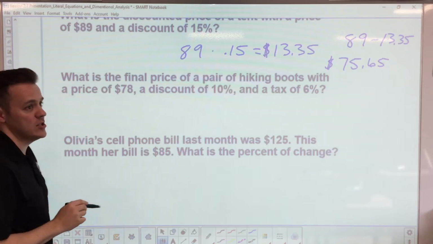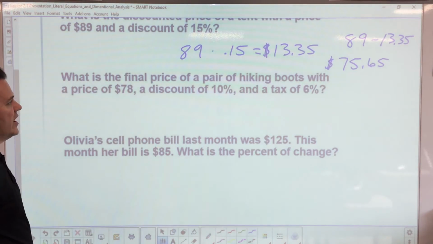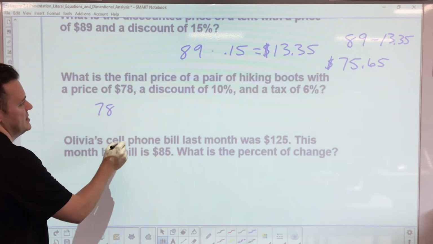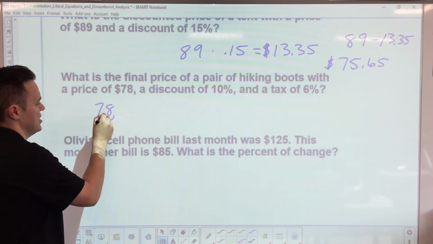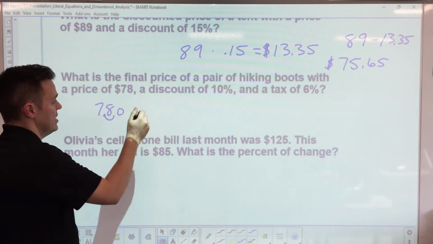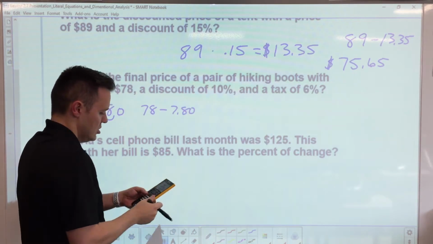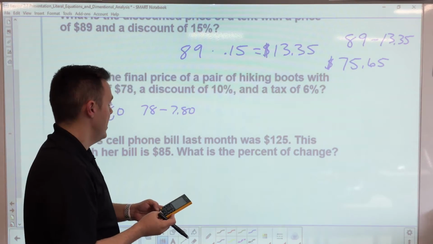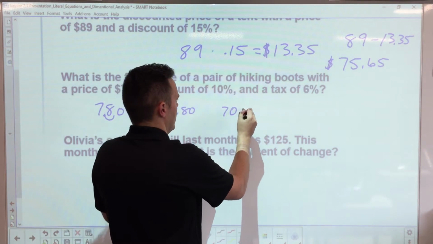Sometimes we need to use the ratio math, sometimes we don't. Okay, what is the final price of hiking boots with a price of $78? The discount is going to be 10%. So I know right away, actually, that this discount is going to be $7.80, just because I know math and the decimal. Okay, so it would be 78 minus 7.80. So if you do that on the calculator, 78 minus 7.8, I'm going to come up with 70.2.